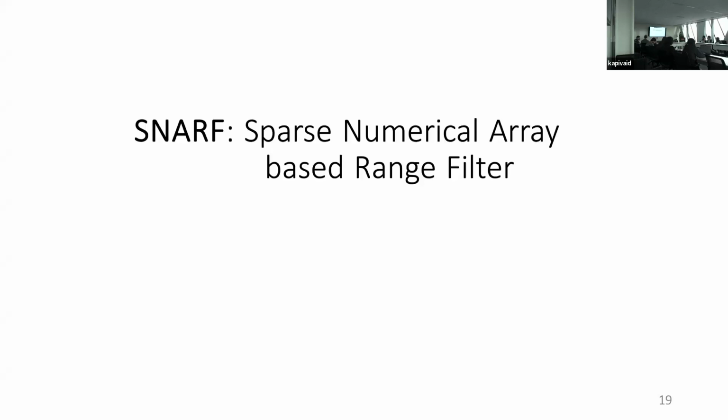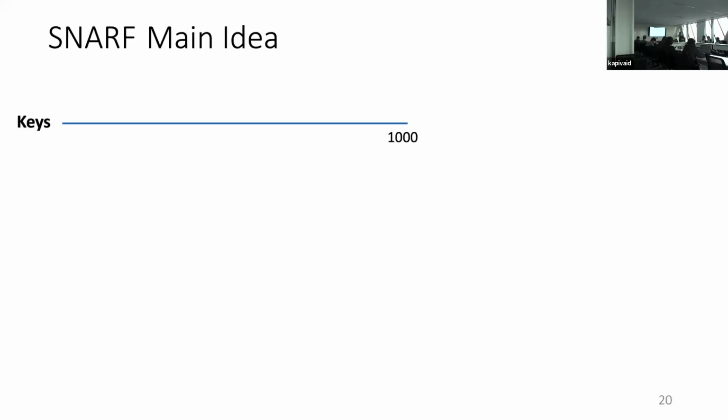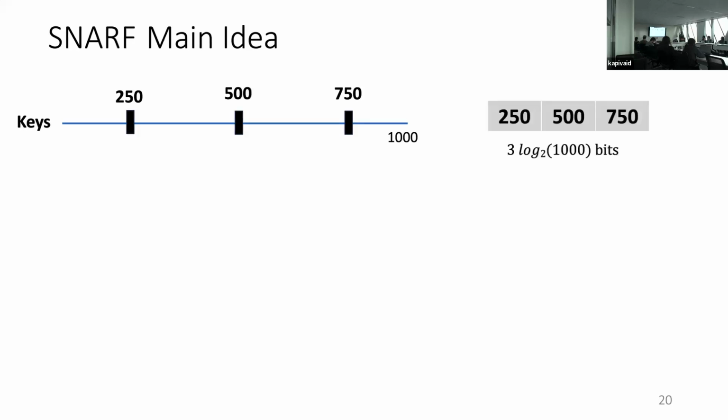Let's get into the details of what SNARF actually does. The main idea of SNARF is to map keys to a smaller domain to save space. So let's say we have a set of keys 250, 500 and 750. These keys belong to a domain of size 1000. If we were to explicitly store this set of keys, it will take 3 log of 1000 bits. And we can simply answer all the range queries on this exactly. So if there is a range query, is there a key between 550 and 600? You simply go to the array and check if there's such a key. And since there is no such key, you return no as the answer.